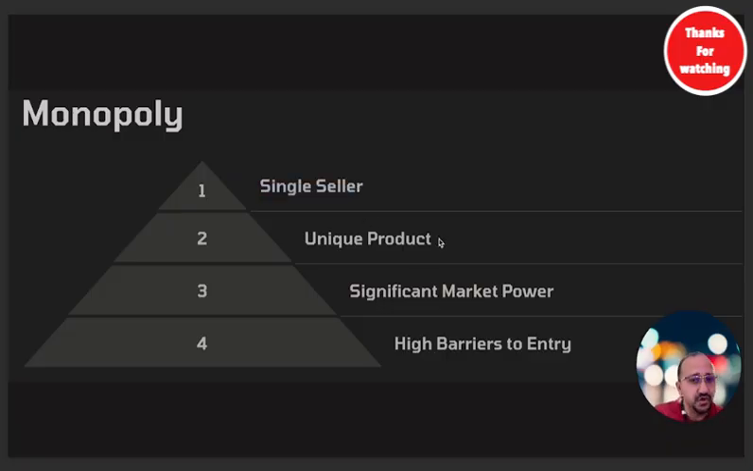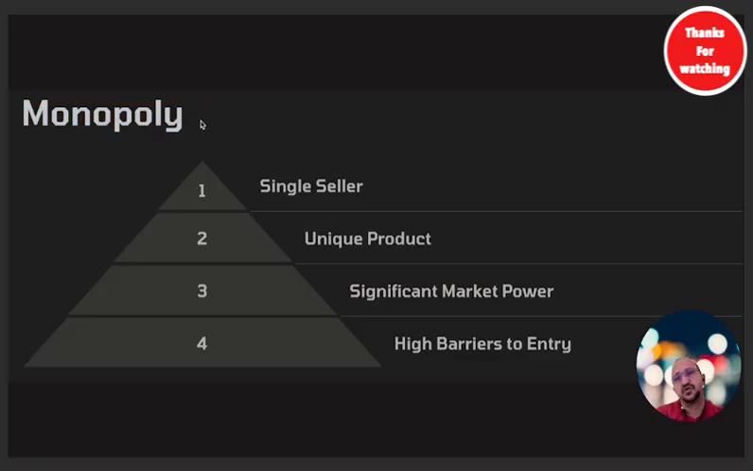The product is so unique that it's very difficult for other competitors to get into this. And they have a huge amount of market power. Huge amount of market power means they can control the prices of the commodity, basically. So they enjoy that.